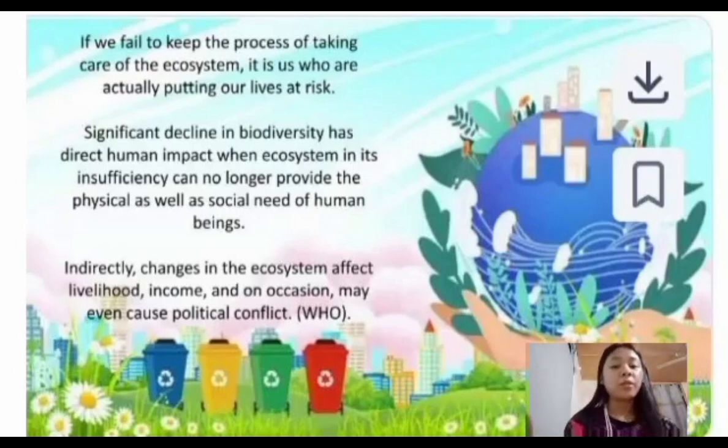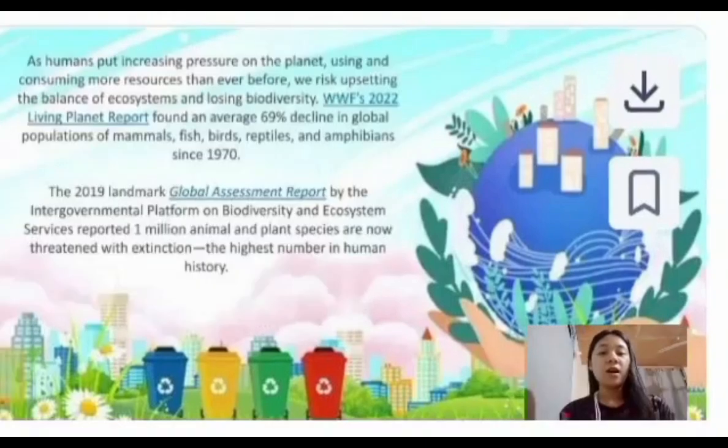When biodiversity, meaning the variety of life, starts to disappear, the ecosystem cannot give us what we need, like food, clean air, and water. This also affects our jobs and income, and in some cases may even cause fights or conflict in communities. As humans put increasing pressure on the planet, using and consuming more resources than ever before, we risk upsetting the balance of ecosystems and losing biodiversity.